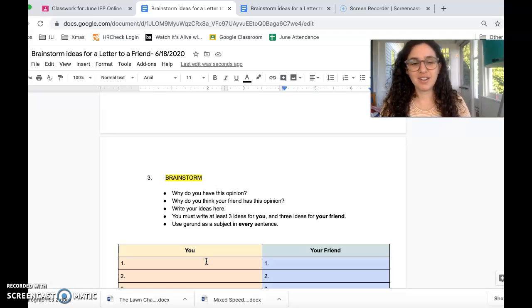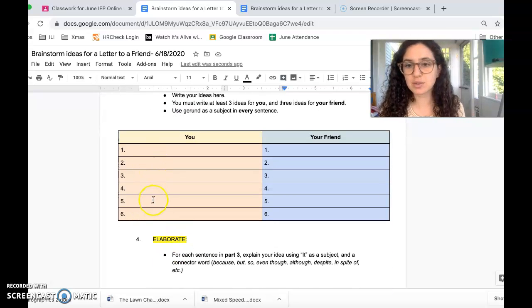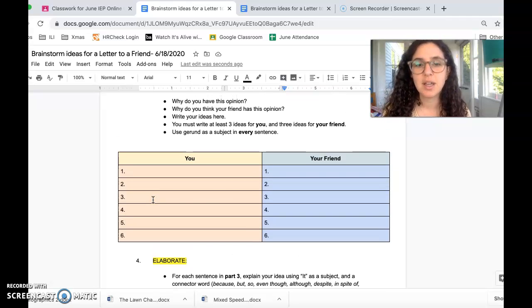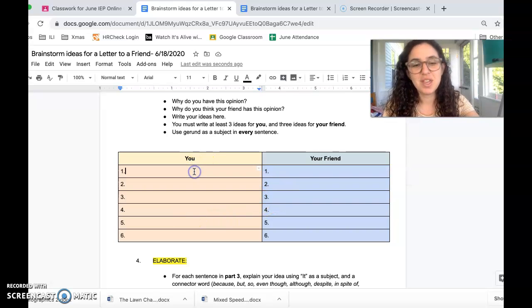The third part, why do you have this opinion? Why do you think your friend has this opinion or is this way? Okay, so you're going to write your ideas here, and you must write at least 3 ideas for you. I gave you 6 spots, so you can brainstorm many ideas, and 3 ideas for your friend. So altogether, you must do 3 and 3, but you can do much more, which is a very good idea, okay? All right, so I need to use gerund as a subject in every sentence.